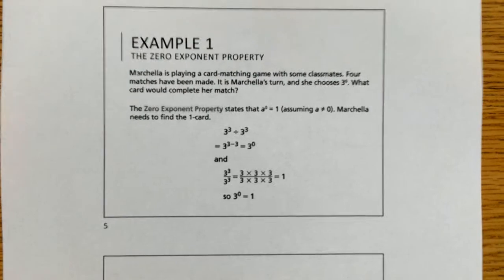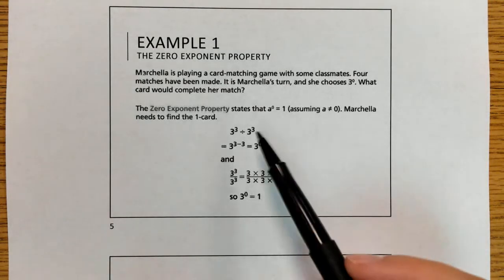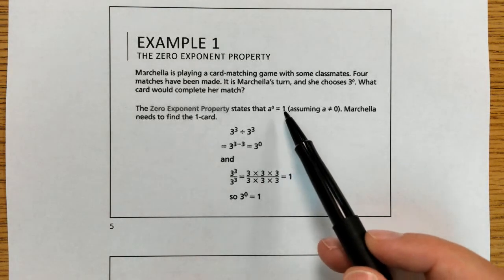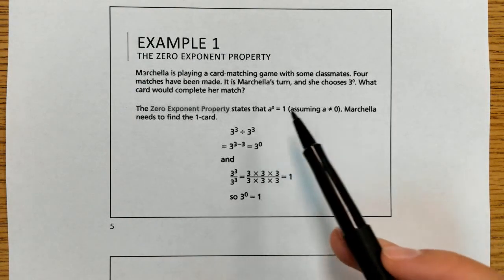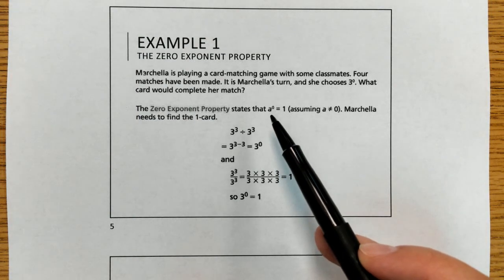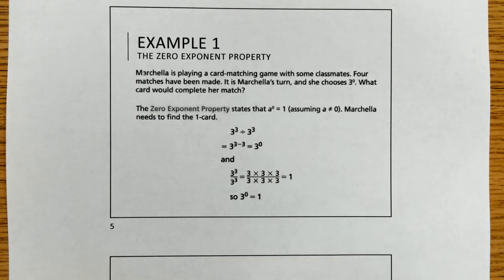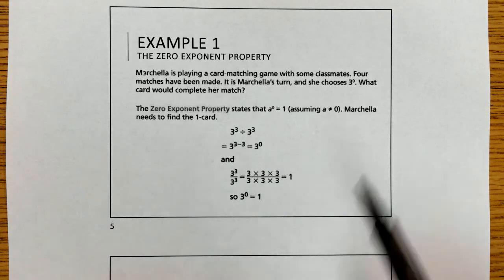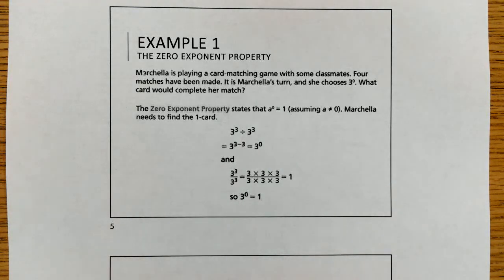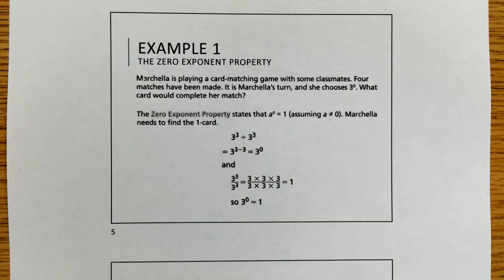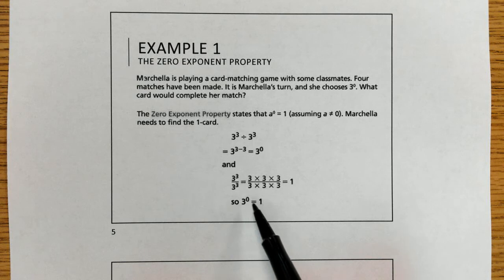So here the zero exponent property states that a to the 0 equals 1, assuming that a does not equal 0. So any number that we put in for a and raise to the 0 power will always give us 1. So Marcella needs to find the 1 card in order to complete her match here. So again, 3 to the 0 equals 1.